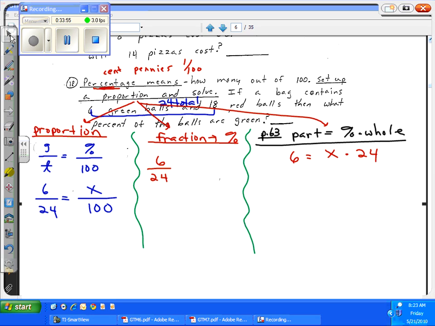In the second one, we're taking 6/24 and we're going to change it to a decimal by dividing and then to a percent by shifting our decimal. In the third block, we're writing an algebraic equation, part equal percent times whole, and after one move, it looks like the other thing. So let's watch as we progress, okay? As I solve the proportion, I would cross multiply, and I would have 6 times 100 is 600, is equal to 24 times x, which is 24x.